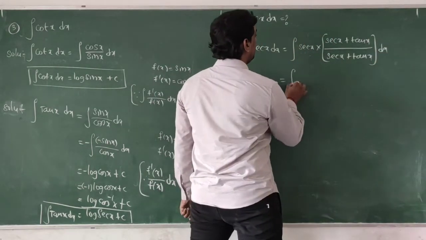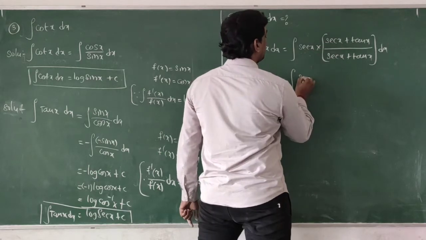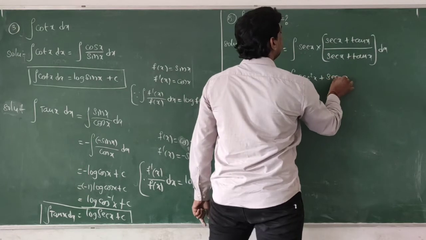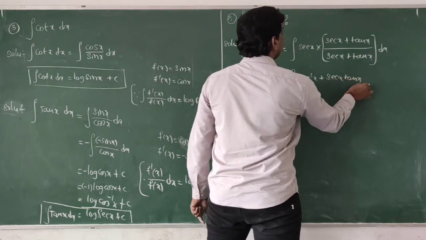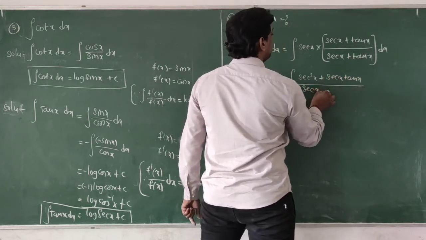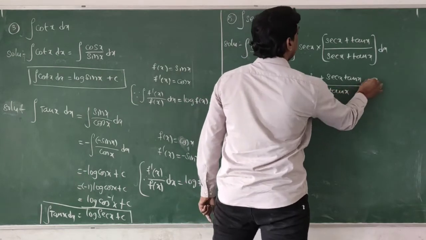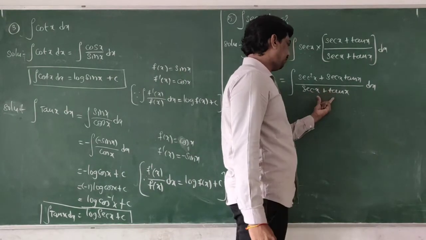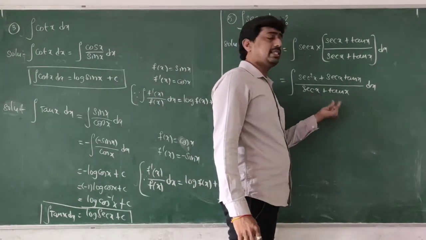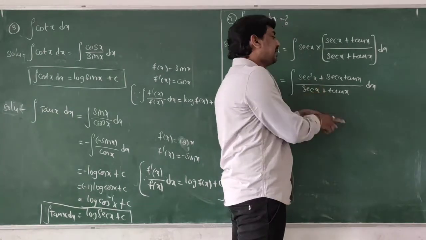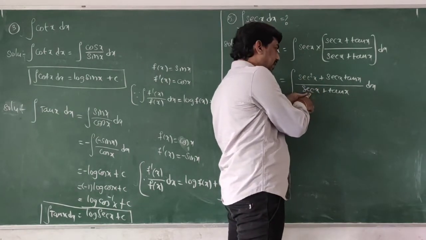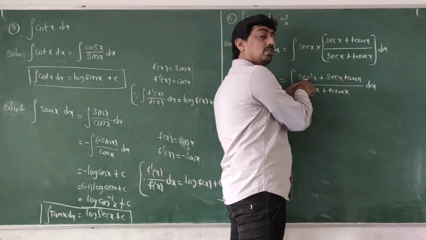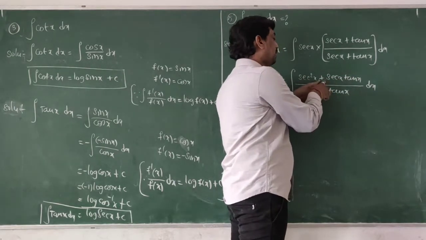Now we get the integration of secant x into secant x, secant square x, plus secant x into tan x, divided by secant x plus tan x dx. Just observe this one. If we take secant x plus tan x as f of x, the differentiation of secant x is secant x tan x, and the differentiation of tan x is secant square x. So finally, this is of the form f dash x by f of x.